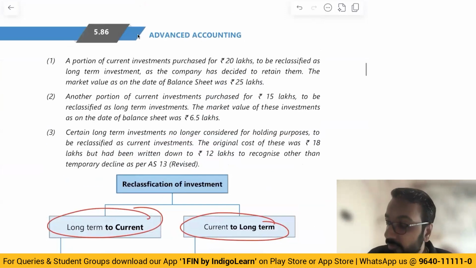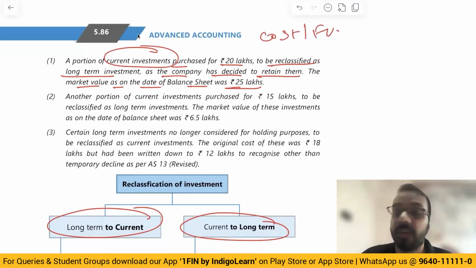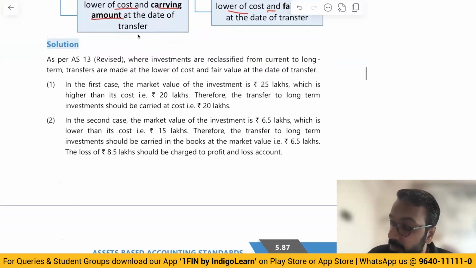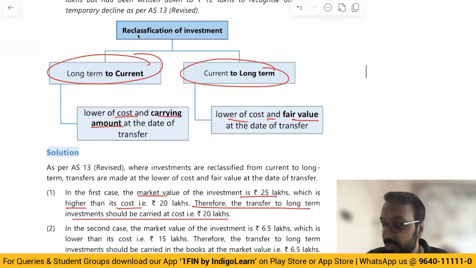First, a portion of current investment purchased for 20 lakhs is to be reclassified as long term as the company has decided to retain them. The market value on the date of balance sheet was 25 lakhs. So what is this? Current to long term means lower of cost and fair value. What is the cost? 20 lakhs. So we'll transfer it at cost. The market value is 25, which is higher than the cost. Therefore, the transfer should be carried at cost only. But you have to give this theory. This theory is important. Okay.